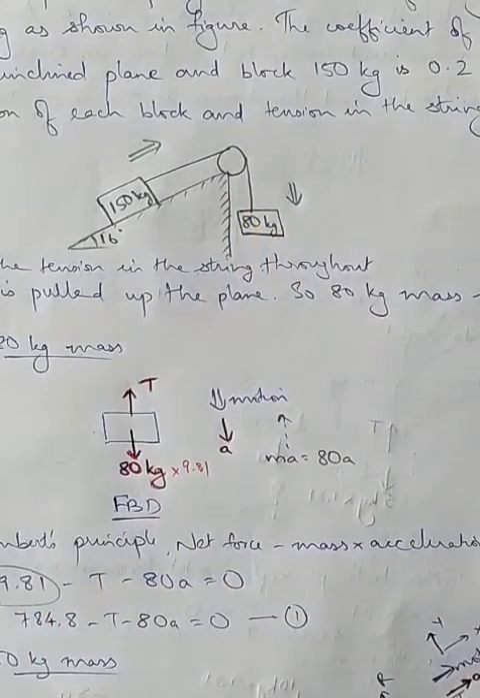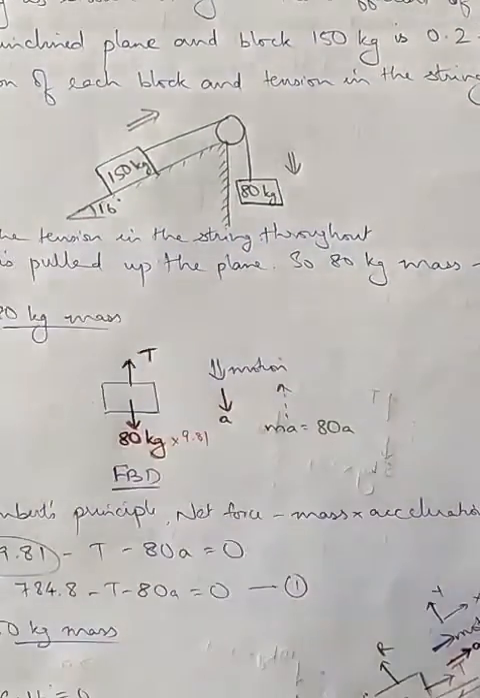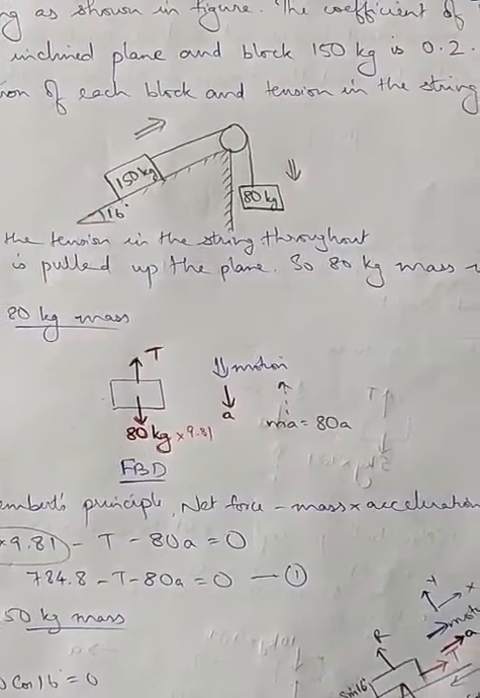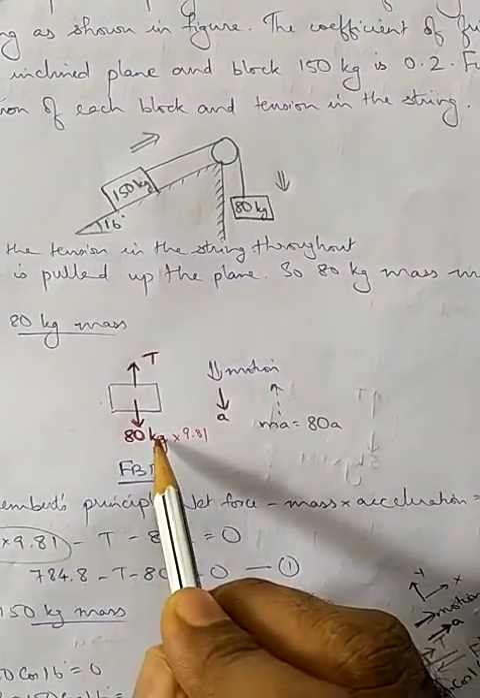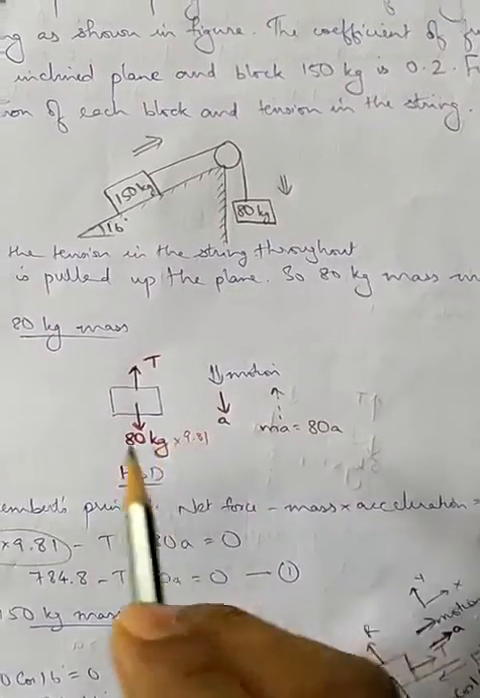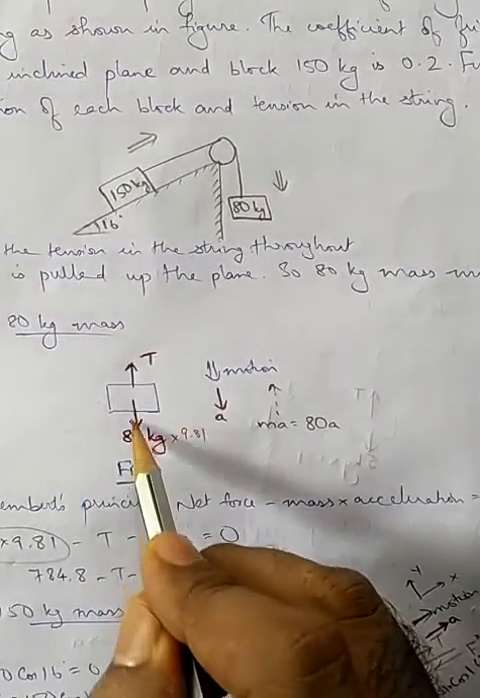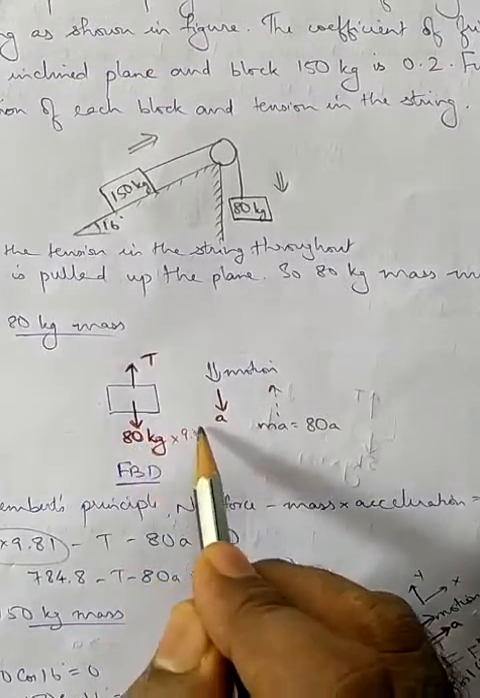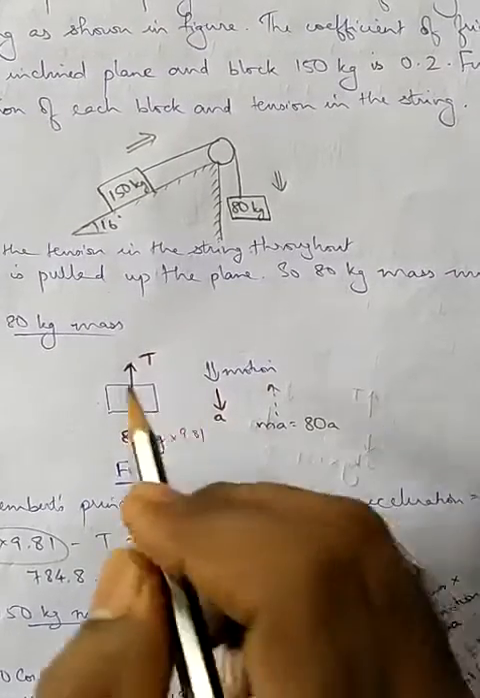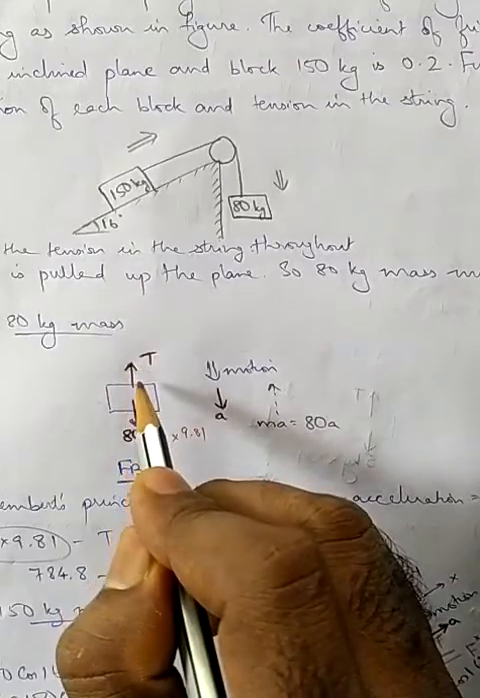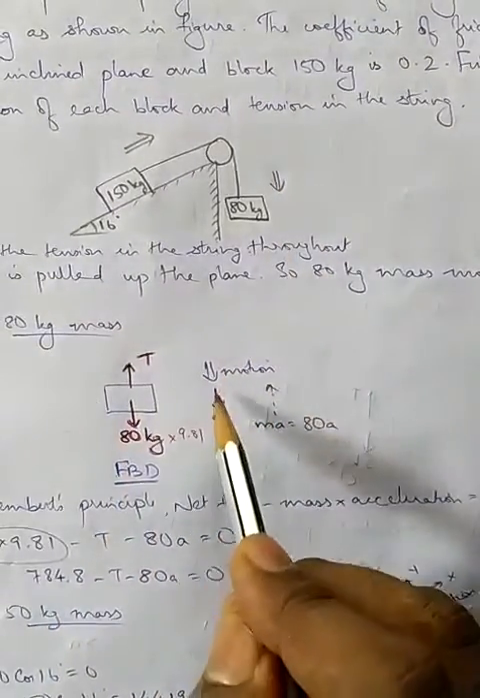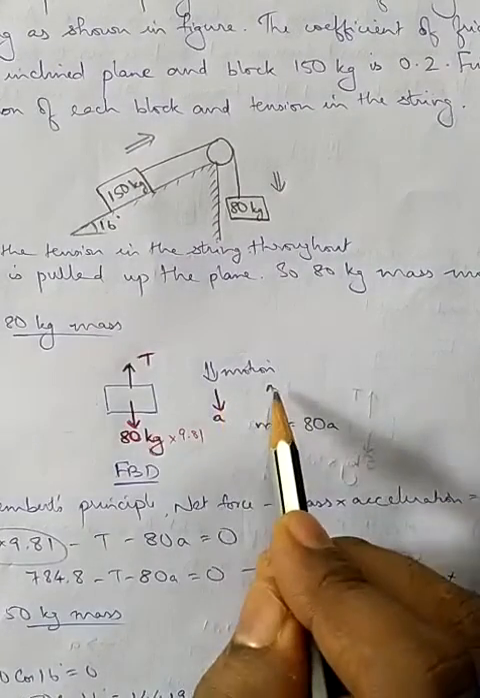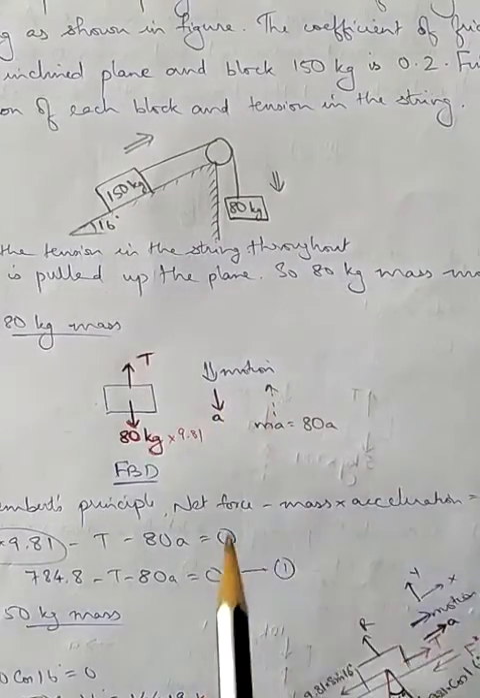So what we do is, for the 80 kilogram mass we will draw the free body diagram. It will be like this. The mass is given, so we should convert it into weight. The 80 kg acts downwards, converted into weight, so it is 80 into 9.81. There is a tension in the string, let it be represented by T. The direction of motion and acceleration is downwards, so the inertia force will be in the opposite direction.